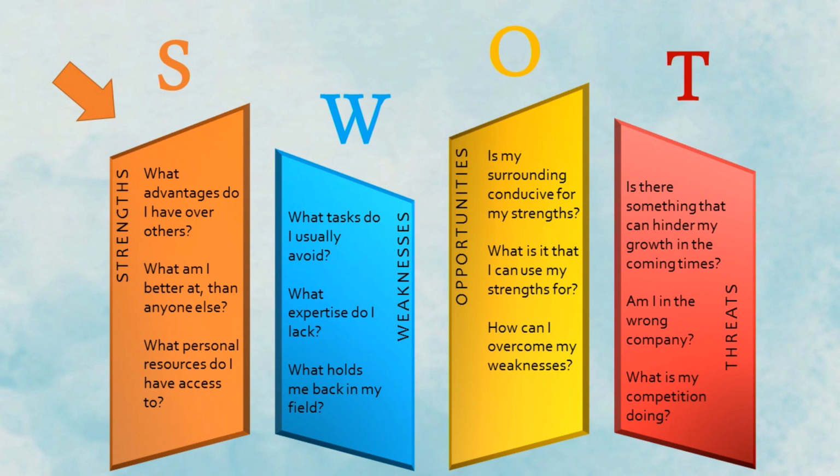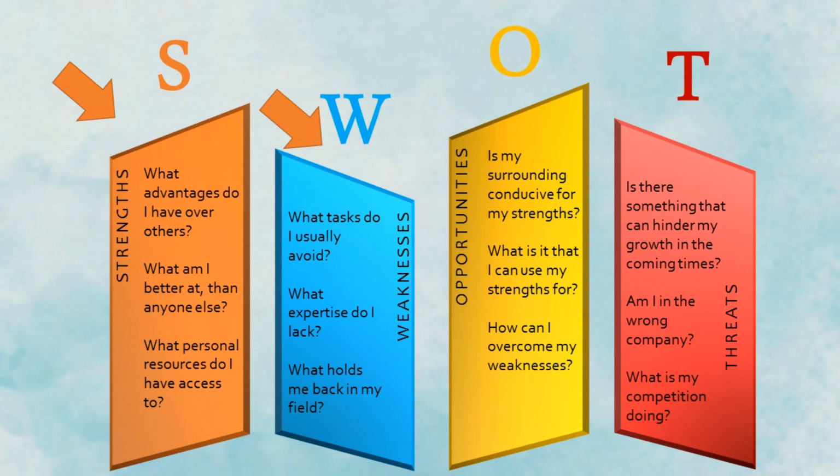Okay, now let's go to the W part, that is the weakness part. So what task do I usually avoid? That's where you're procrastinating even, right? So that's your weakness. Then, what expertise do I lack? That's another question to be asked by yourself. Then, what holds me back in my field? That is the weakness part.